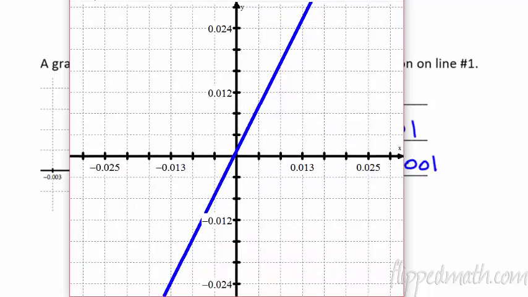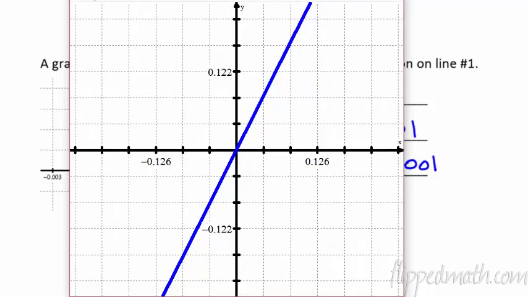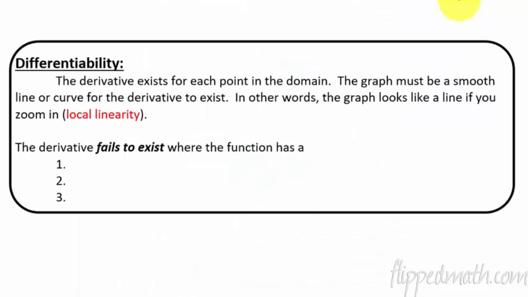So that leads us to defining differentiability, not the definition of the derivative. This derivative is going to exist for each point in the domain. So if a function is differentiable, that means we have a derivative everywhere on that function. Another way of thinking about this is that the graph must be smooth, a smooth line or curve, in order for the derivative to exist.